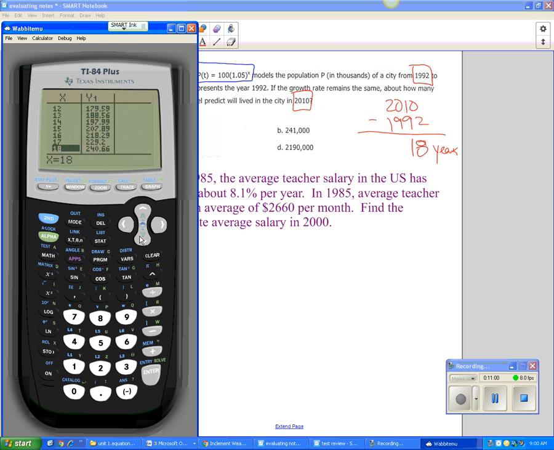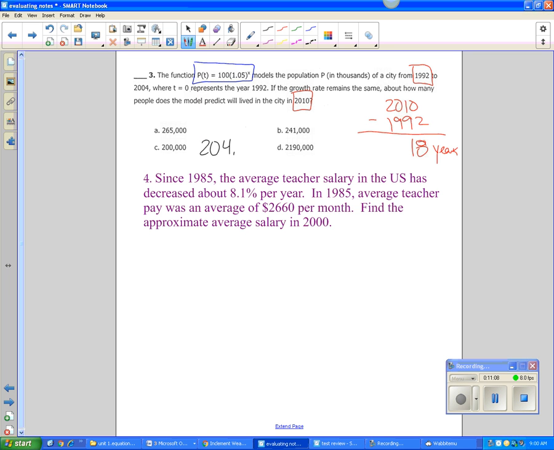And you've got 240.66. Guys, look up here real quick. Do you see 240.66? All right, so 240.66. Is that an answer choice? No. What happens if you round 240.66 up? What do you get? 241, but 241 is not really an answer choice either. What is an answer choice? What? Why is it B? Why is it 241,000?